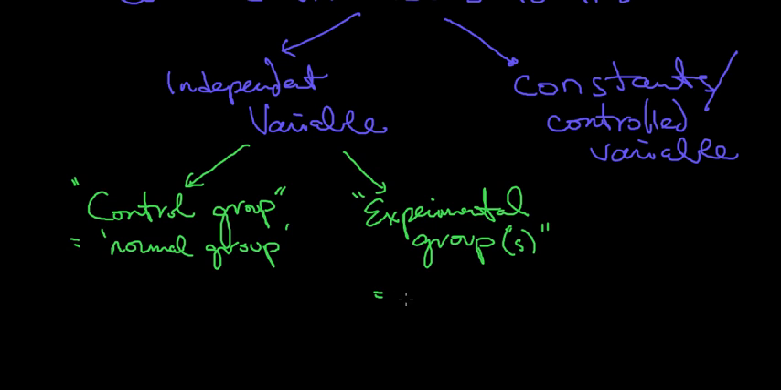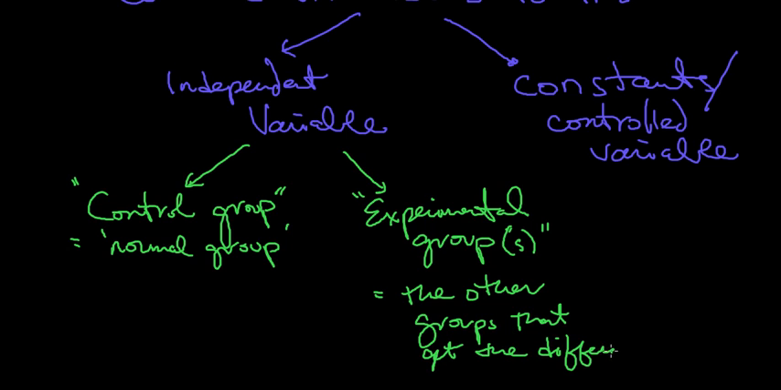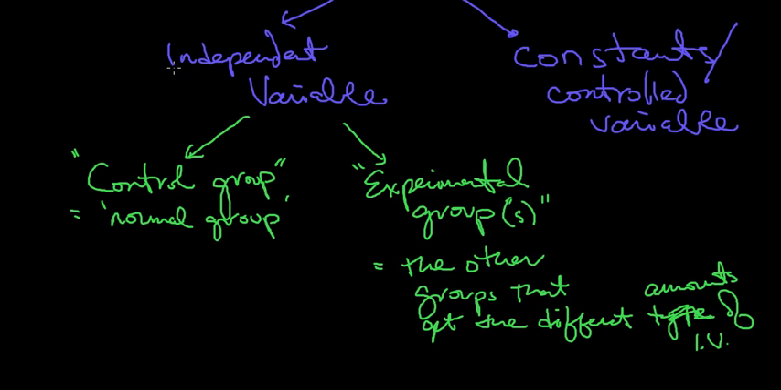These are the other groups that get the different amounts of IV, or independent variable. That's the IV, okay? And so that's key to understand. And if you don't get that, make sure you ask me questions in class.